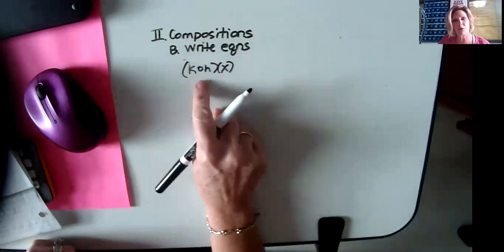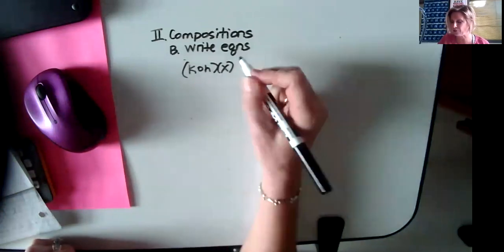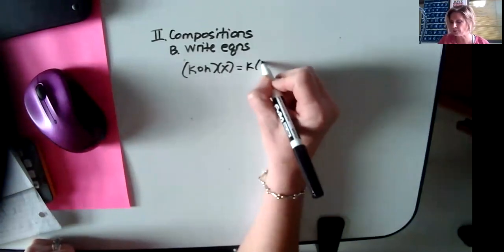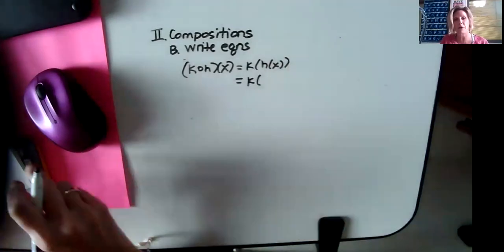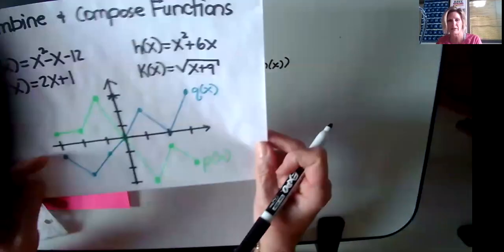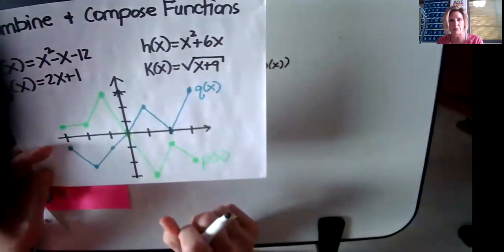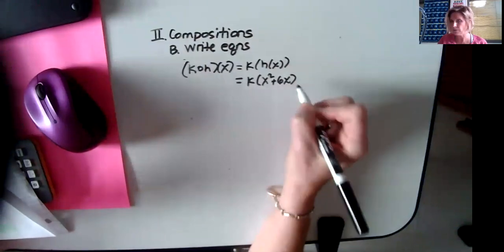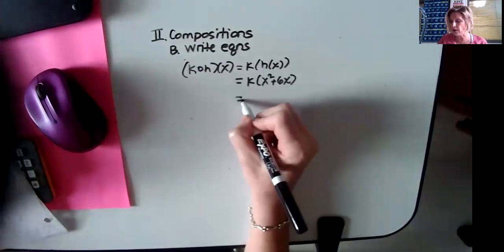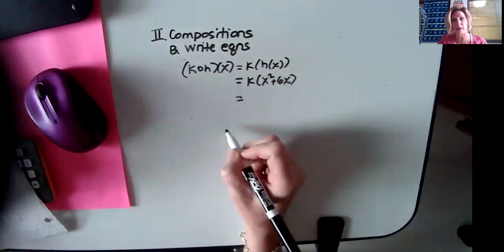Let's write the equation for k circle h of x. This one's kind of fun. Well, first off, I know this means k of h of x. Show me the interior function. What is h of x? H of x is x squared plus 6x. Now, show what it looks like to set this up. Show what it looks like to plug it in.